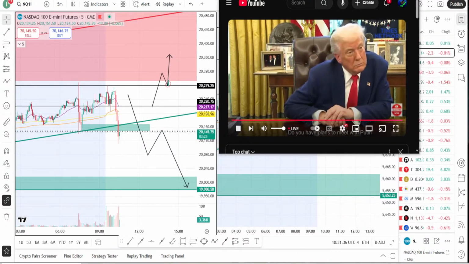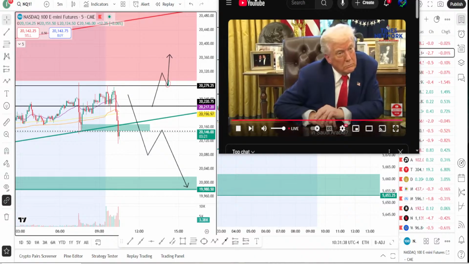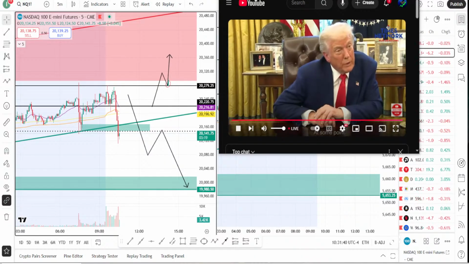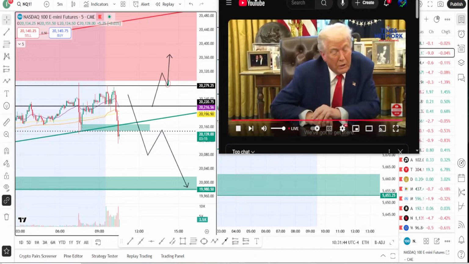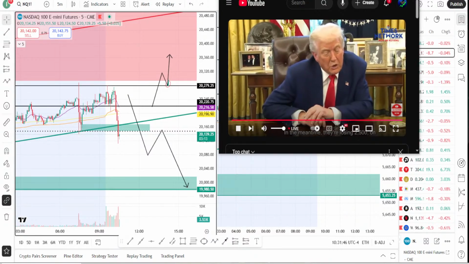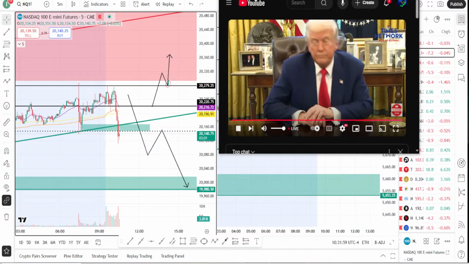Do you have plans to meet with Putin in Saudi Arabia? At some point, I will. We'll have to see. I mean, we have to get there right now. You know, we got to get there. In the meantime, they're losing 2,500 on average young people every single week. Think of that. 2,500 people a week. It's not even conceivable. We got to get there fast.